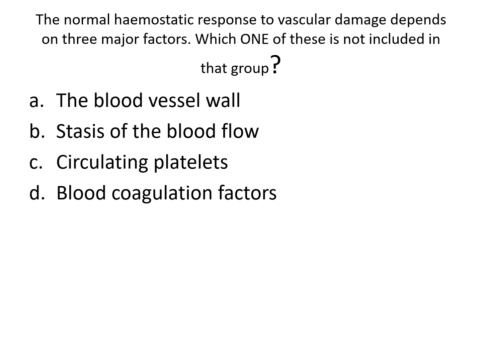If you go back to the initial part of my presentation, we mentioned that following vessel injury, three processes occur. One is vasoconstriction of the blood vessel wall. So the blood vessel wall is important. The other is activation of circulating platelets. So circulating platelets are quite important. The third is activation of the coagulation cascade via liberation of tissue factors. So the blood coagulation factors are very important. So the one that is not included is stasis of the blood flow. So stasis of the blood flow is the wrong answer.